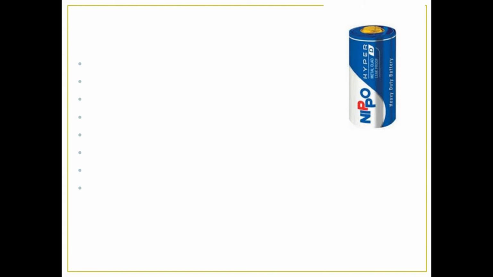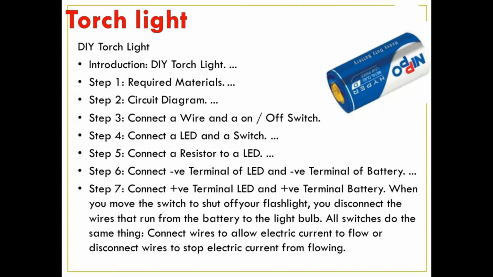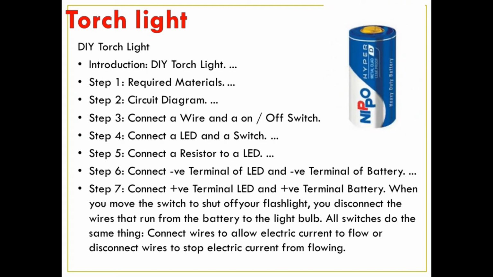Got it, children? See the electric cell on our computer screens. A torch light, DIY torch light. How do we go through it? Step 1. Required materials as per the circuit diagram. Connect a wire and an on and off switch. Connect an LED to the switch. Connect a resistor to the LED. Connect the negative terminal of the LED to the negative terminal of the battery. Connect the positive terminal of the LED to the positive terminal of the battery.